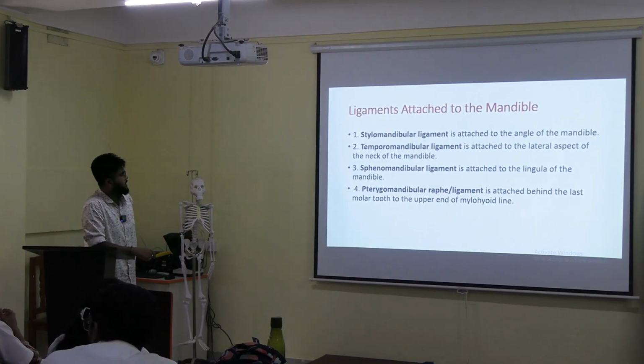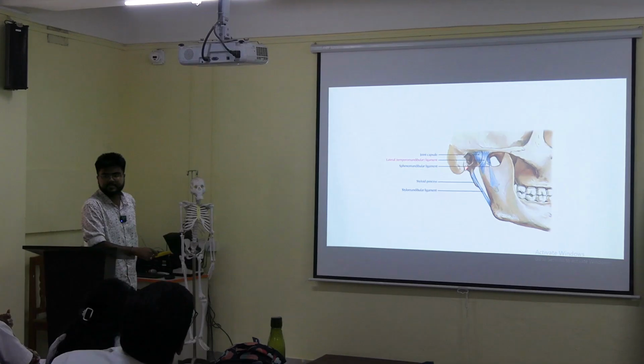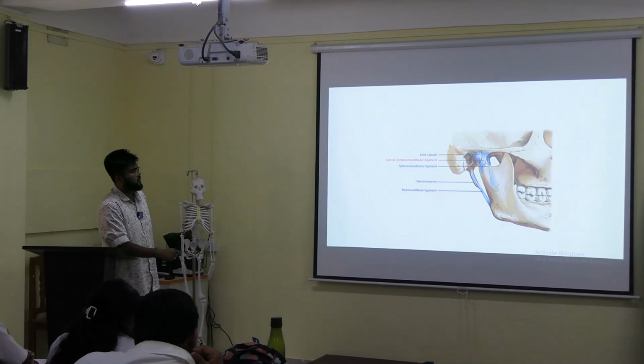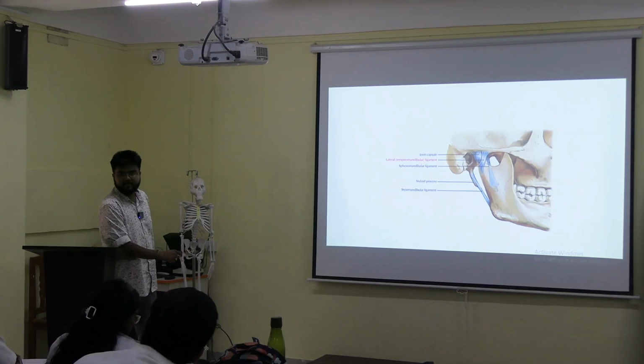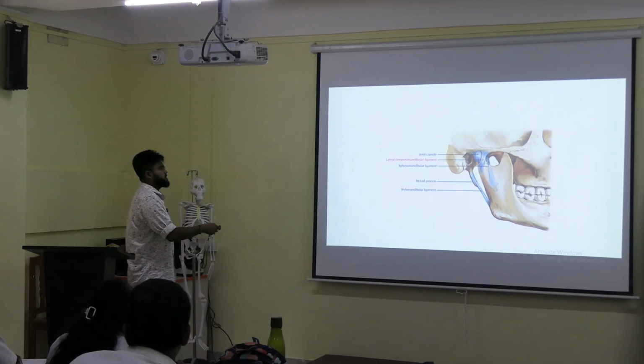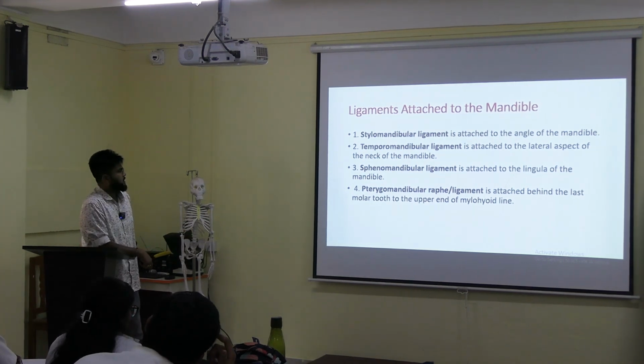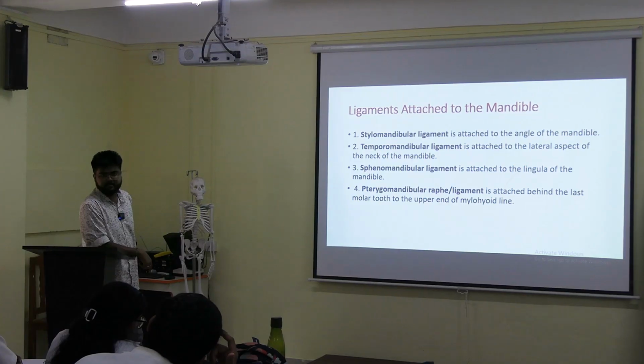So there are four ligaments present. Ligaments attach between your temporal and mandibular bone. Here you can see the four ligaments: stylomandibular, temporomandibular, sphenomandibular, and pterygomandibular.